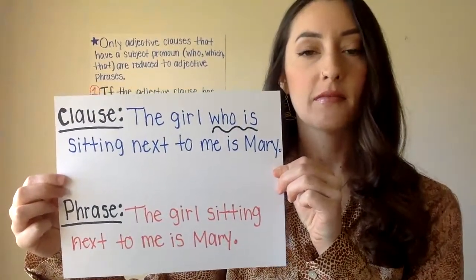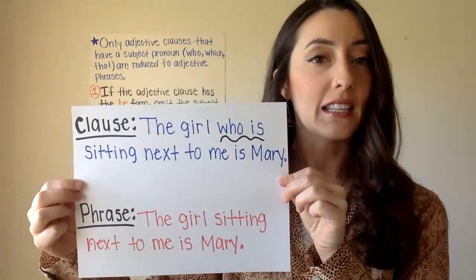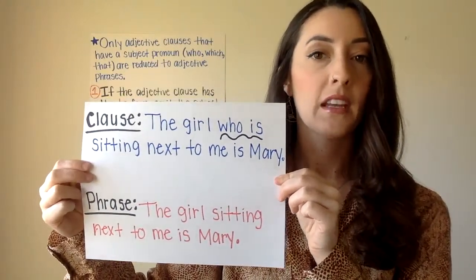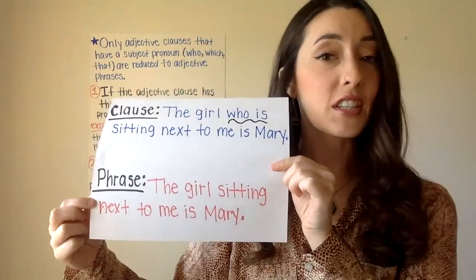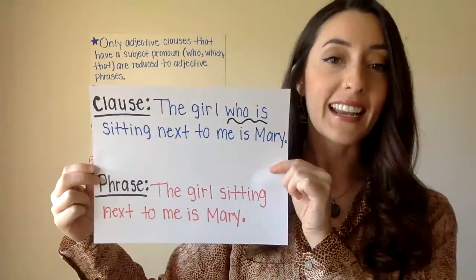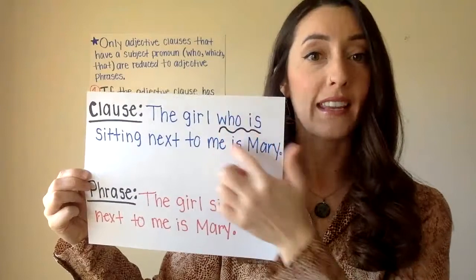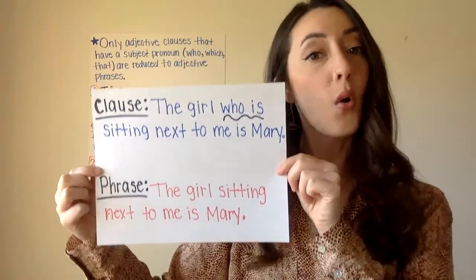A clause, a group of words with a subject and a verb: the girl who is sitting next to me is Mary. Okay, the girl who is sitting next to me is Mary. This is an adjective clause. Here you see we have a pronoun and a verb. An adjective phrase would be: the girl sitting next to me is Mary. So as you can see, we took away "who is," and this sentence is still correct. It still makes sense. The girl who is sitting next to me is Mary, or the girl sitting next to me is Mary.